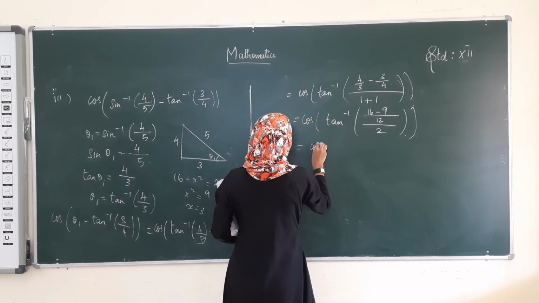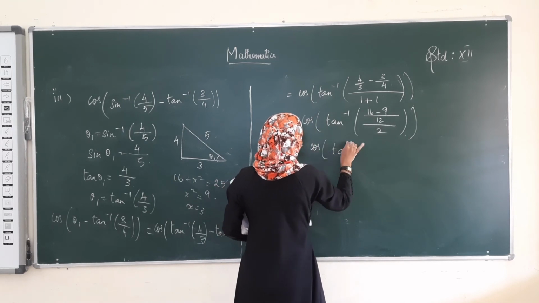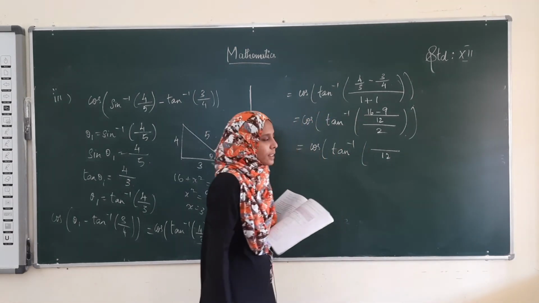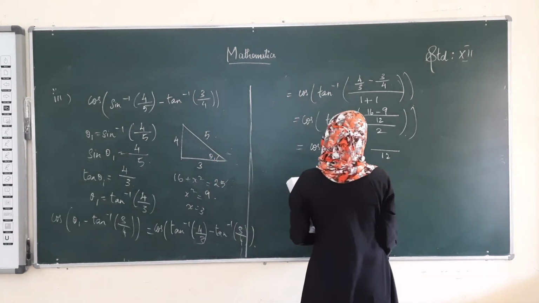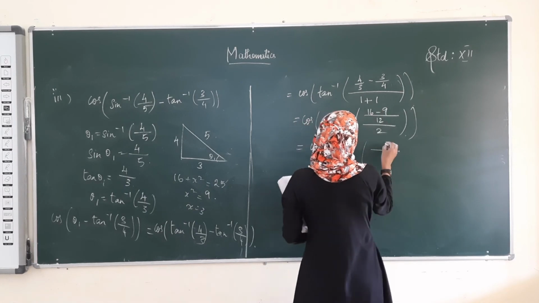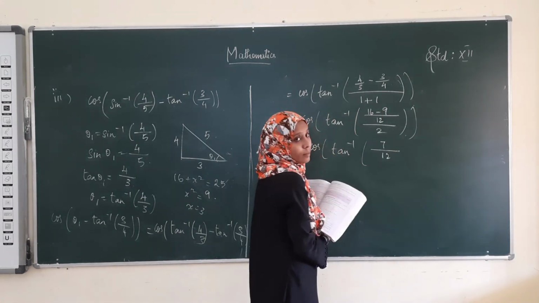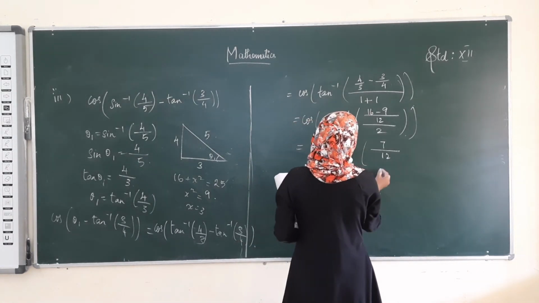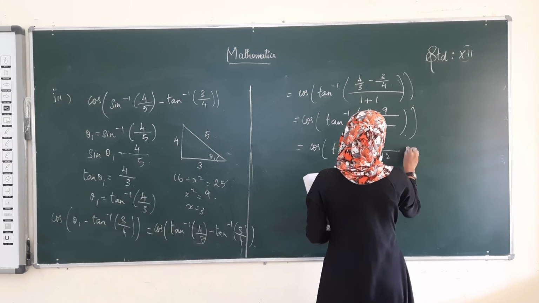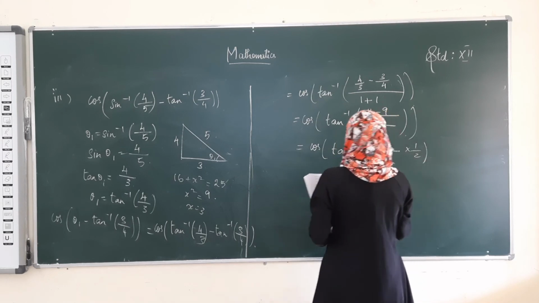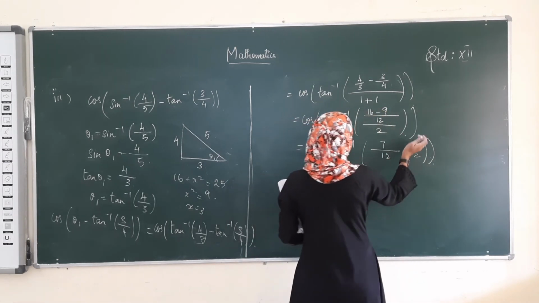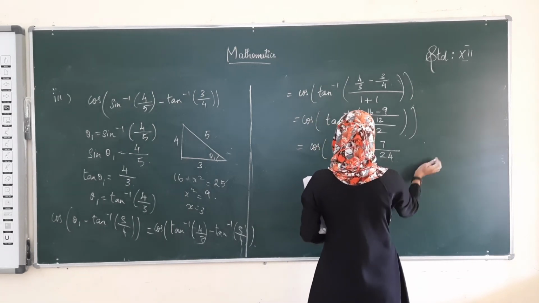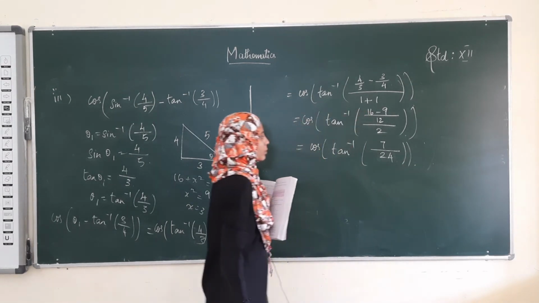This is equal to cos of tan inverse of 12. 16 minus 9 is, what, 16 minus 9? 7. Right? 7. 7 by 12 divided by 2 by 1 is 1 divided by 2. So this becomes 7 divided by 24.